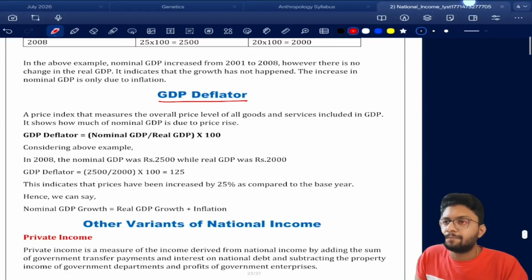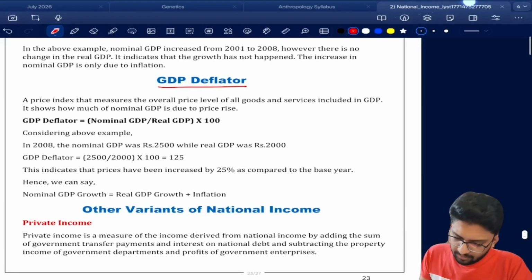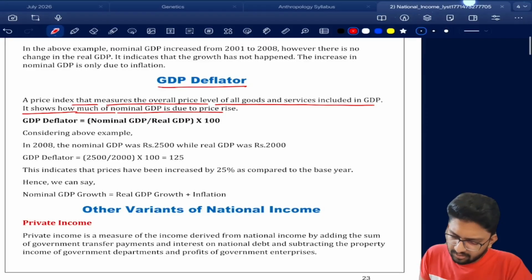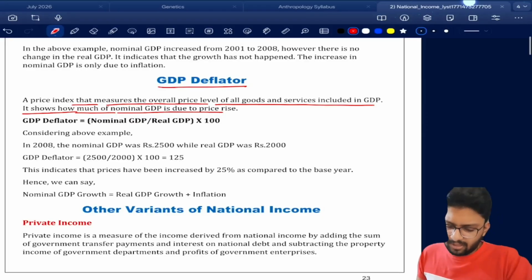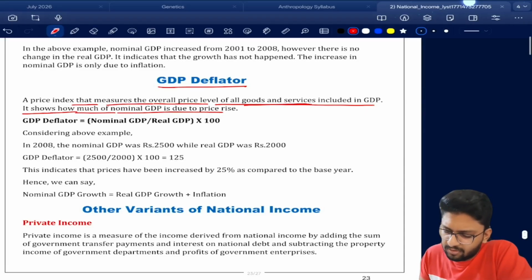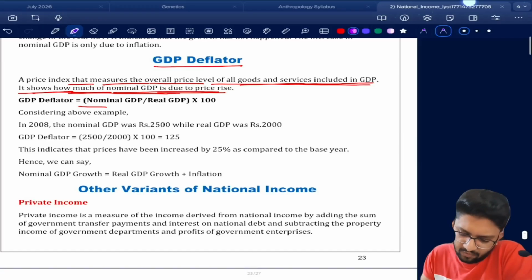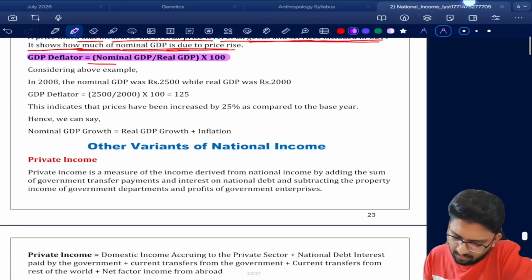GDP deflator. The price index that measures the overall price level of all goods and services included in GDP. It shows how much nominal GDP is due to price rise. GDP deflator, just remember this formula, that is it. Nominal GDP growth is equal to real GDP growth plus inflation.